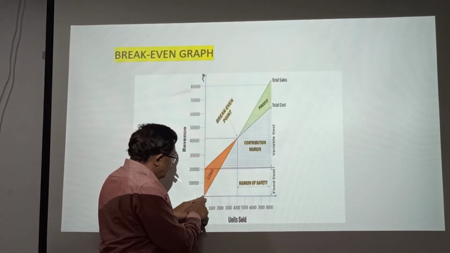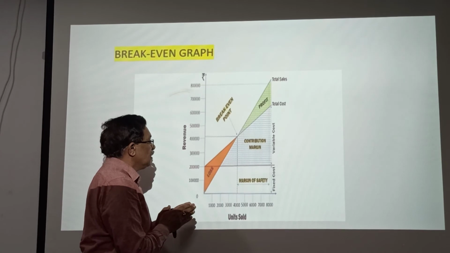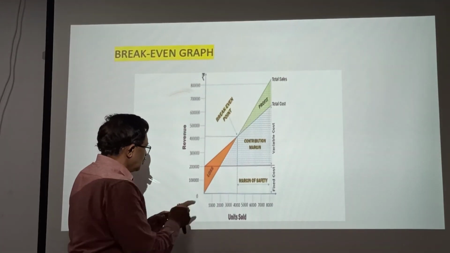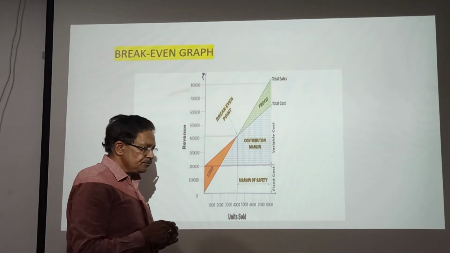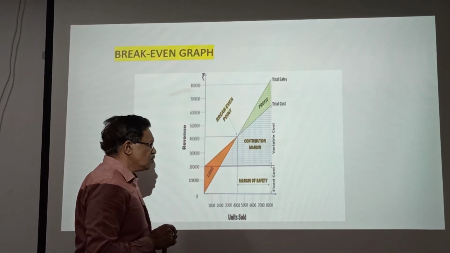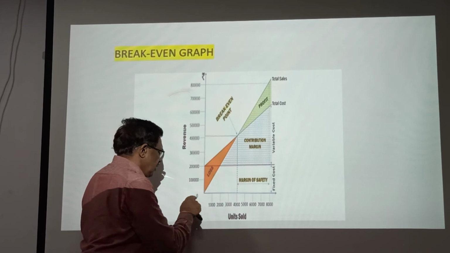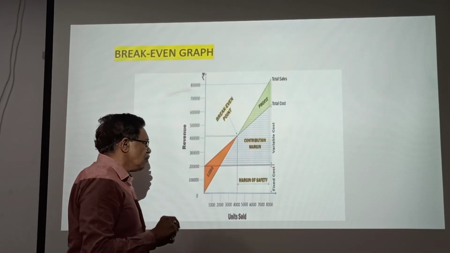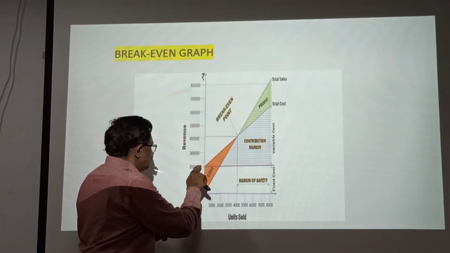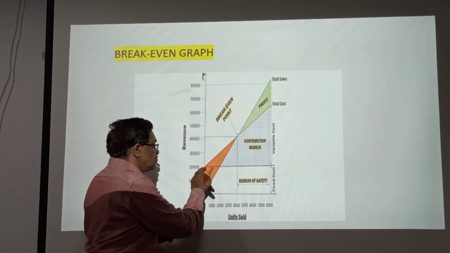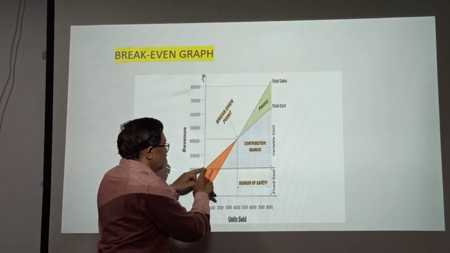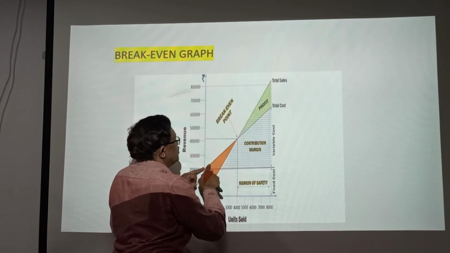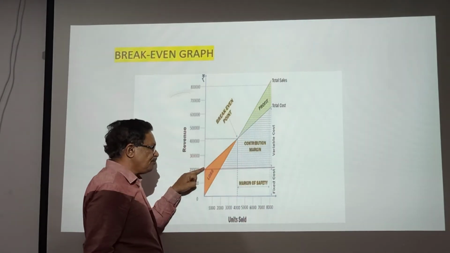Now, if you combine these, we get what is known as the total cost curve. The total cost curve is going to start here because the fixed costs are going to be there. Even when you are not producing anything, the fixed costs are going to be borne. So the total cost line will start here and move like this, which includes both the fixed cost plus the variable cost.